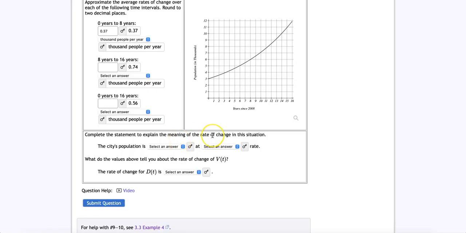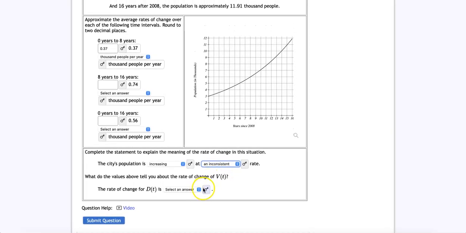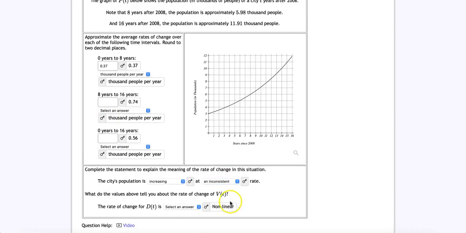From each of these, you would also then go on to answer the questions here about the meaning of the rate of change in this context. And so we can see that the city's population is growing. Is it growing at a consistent rate? Well, no. At first it's growing slowly, and then it's growing faster. So we would say it is increasing at an inconsistent rate. And then it says, what do the values above tell you about the rate of change of p of t? If you have an inconsistent rate, it would be nonlinear.